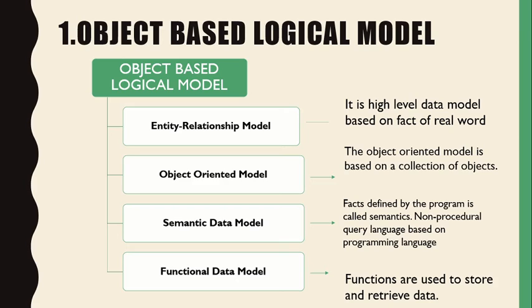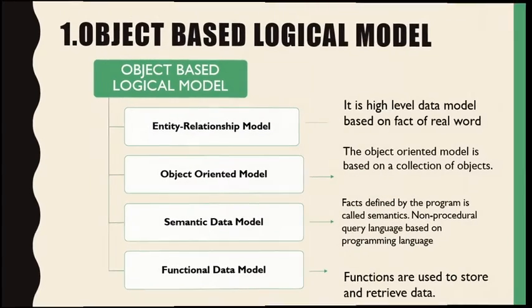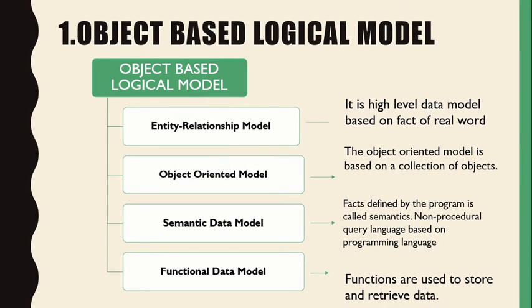Third is the semantic data model. A semantic data model defined by the program is called the semantics of the program. This model is a non-procedural query language based on a logical programming language such as Prolog. The functional data model is based on small modules, that is, functions, which are used to store and retrieve the data.